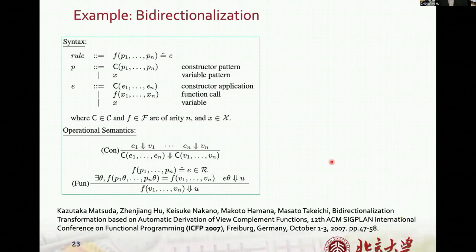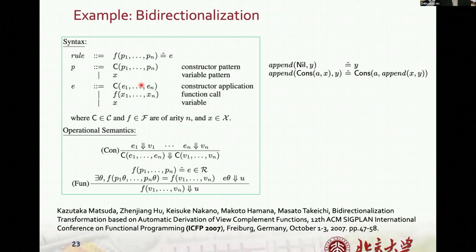So this is a very simple functional language. It's a first-order functional language. So a function f is defined over many arguments, which is a pattern, equal to some expression. The expression is just a constructor, that means some constant, or a function call, or a variable. So from this, you basically can define quite powerful first-order functional languages. So bidirectionalization is that you use this language to describe a forward transformation, and the system can automatically derive put-back functions. For example, here.